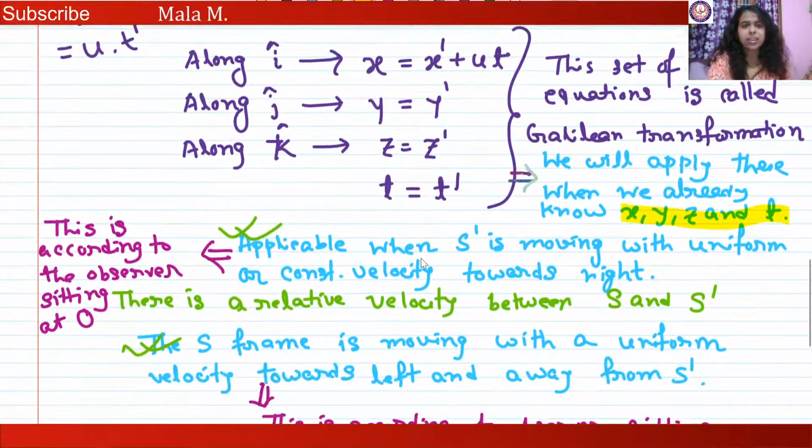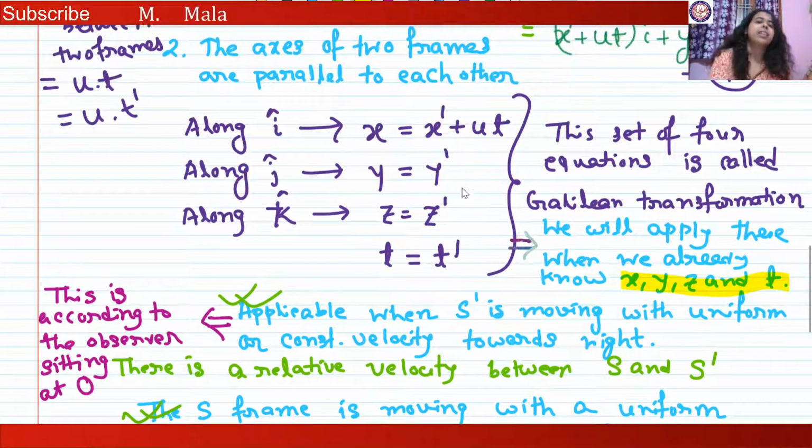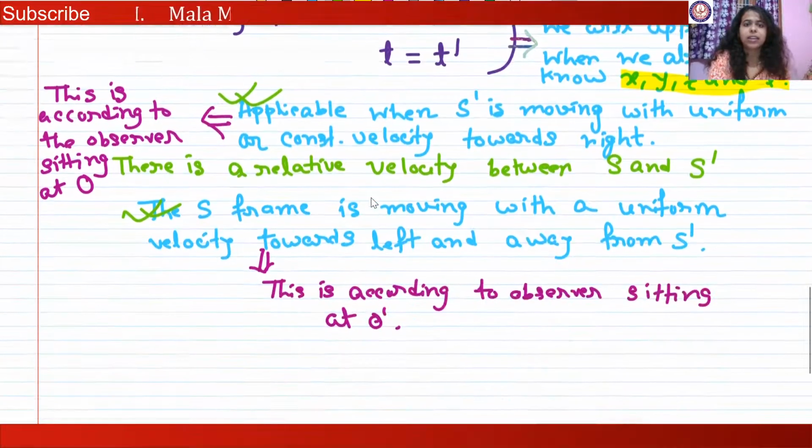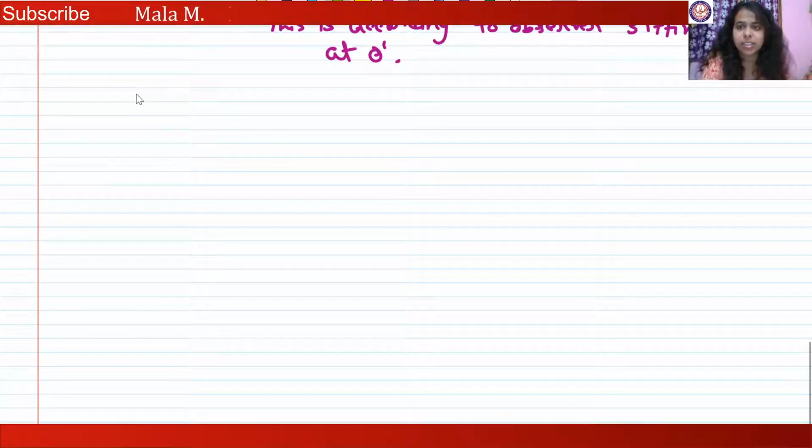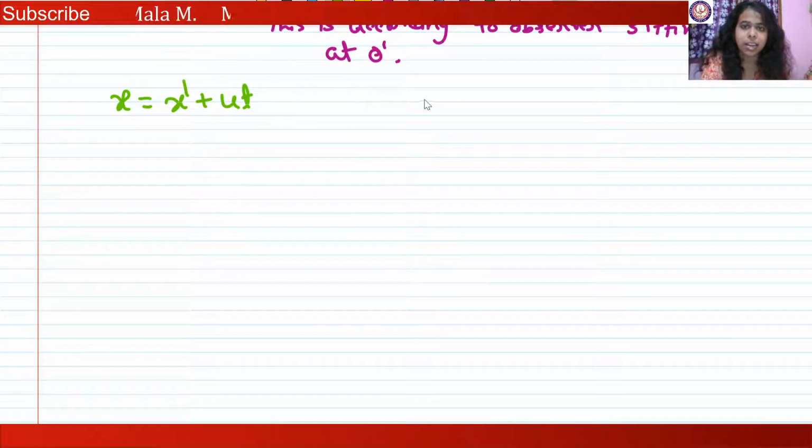So there is another set of equations. If we simply rewrite these equations, we will call that inverse Galilean transformation. Simply we want to know x, y, z, t when we already know x prime, y prime, z prime, t prime. Then how will you write? Just simply rewrite the equations. We know x is equal to x prime plus ut. So we will simply rewrite x prime is equal to x minus ut.